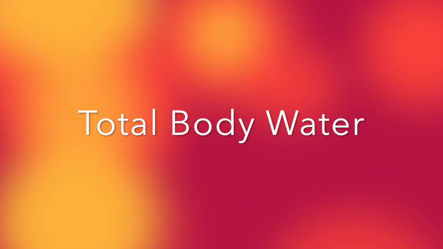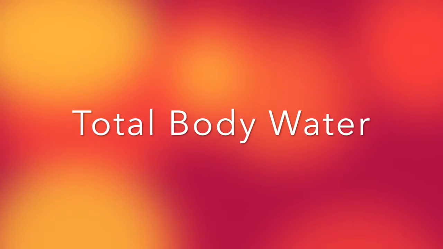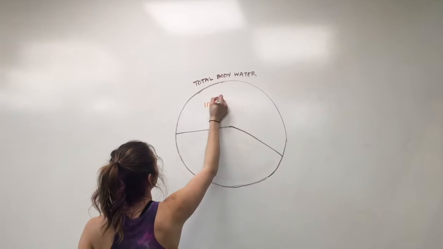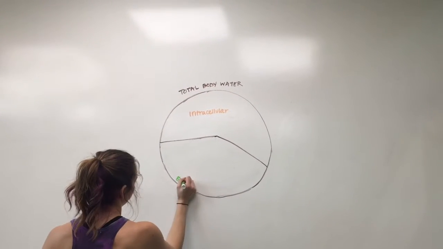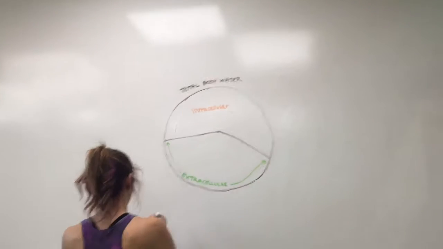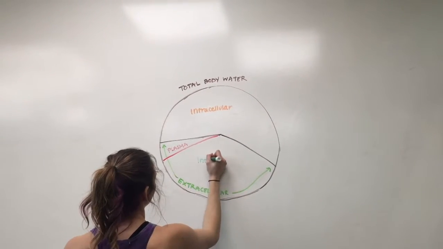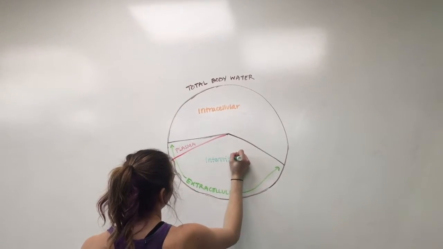Total body water accounts for approximately 60% of the patient's body weight. The fluid is broken down into intracellular fluid, which is 40% of body weight or 2/3, and extracellular fluid, which constitutes 20%, which is further divided into 5% plasma and 15% interstitial.